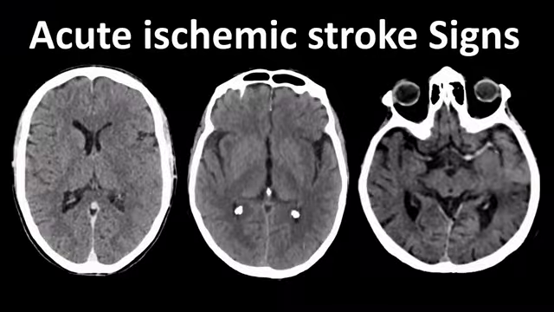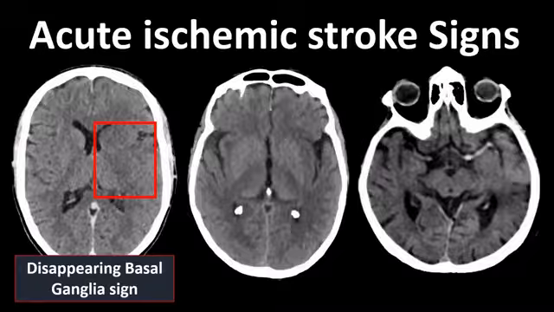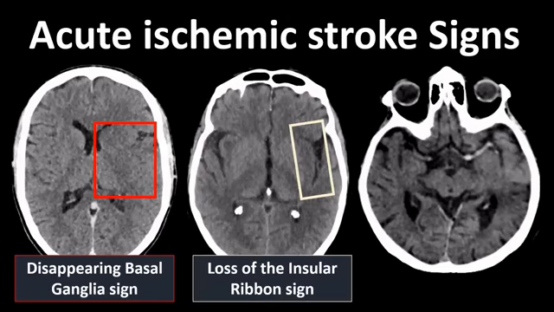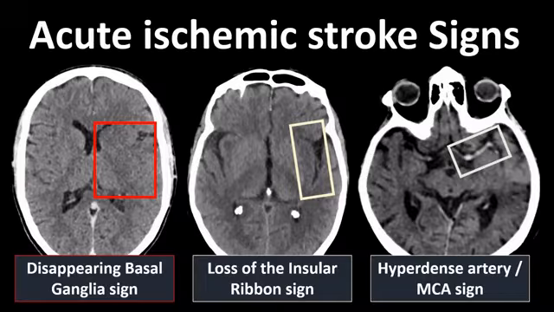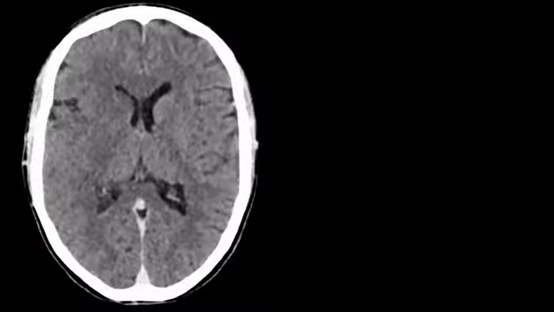And these, I'm pretty sure most of you will already know, the 3 signs classically associated with an acute ischemic stroke. We have the disappearing basal ganglia sign, the loss of the insular ribbon sign, and the hyperdense middle cerebral artery sign. Let's nevertheless look at these signs in a bit more detail because they are so tremendously important.